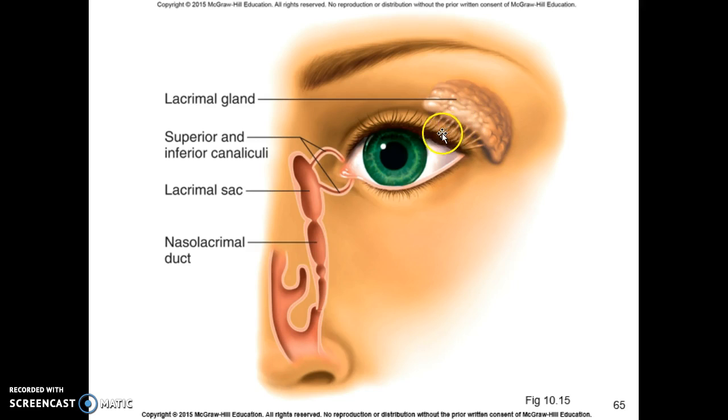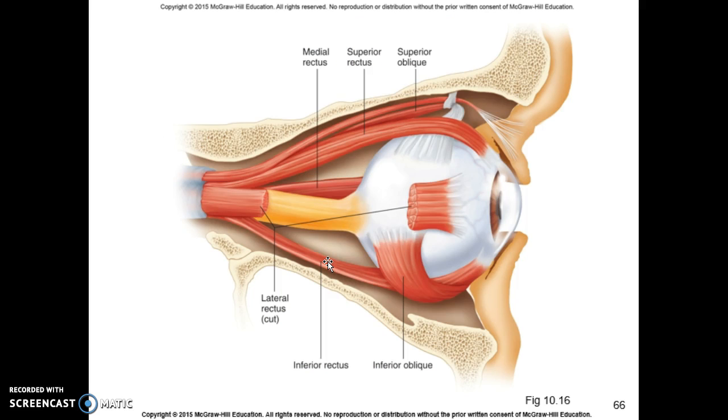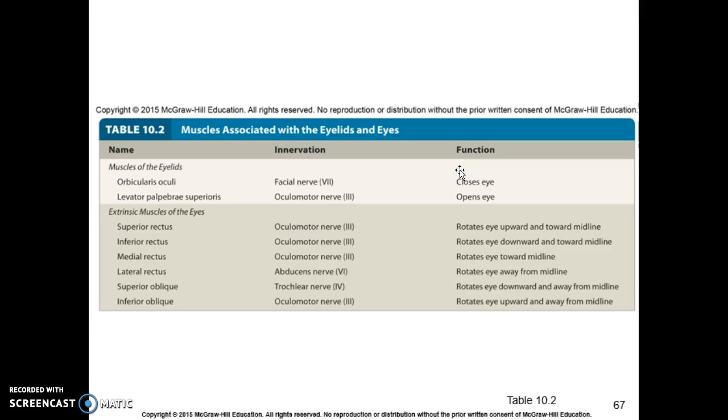It causes the fluid to wash across your eye and gets drained out towards the inner corner and then down through the nose. All right, this is a look at the muscles of the eye. You can see that there are 4: one that goes on the inside, one on the outside, one on the top, one on the bottom, and then there are 2 that are hooked.